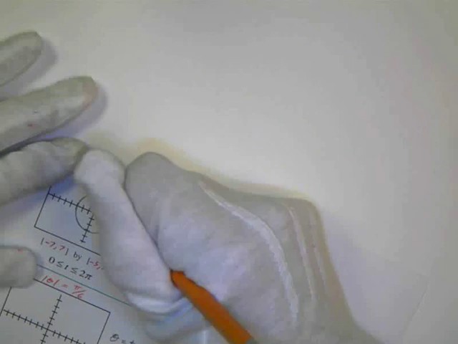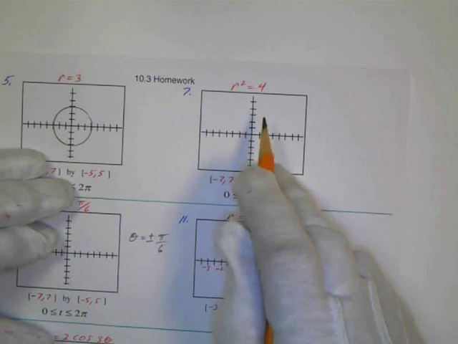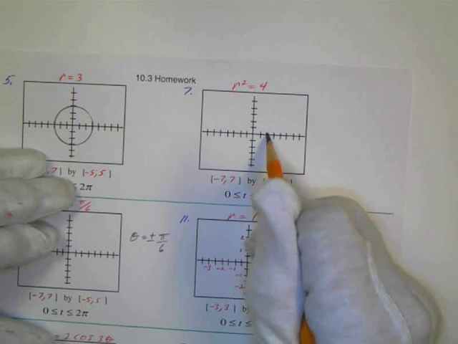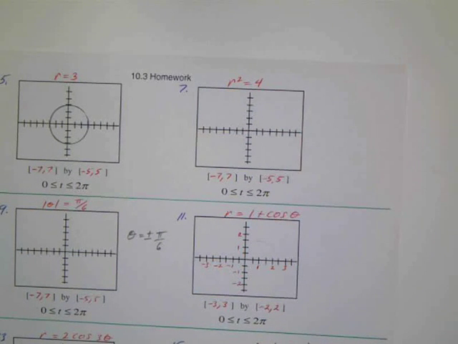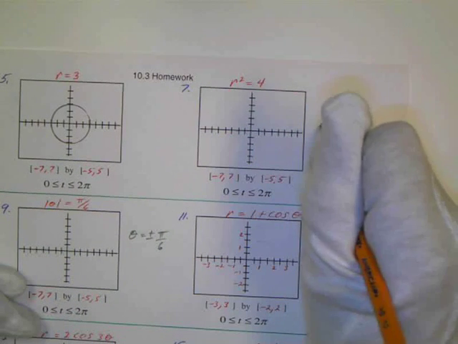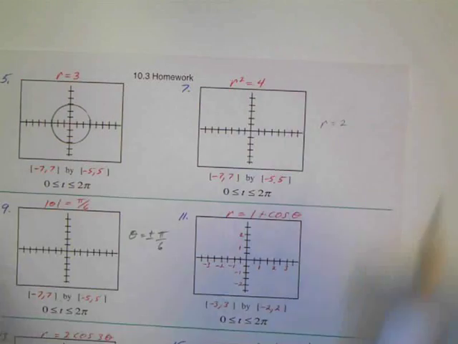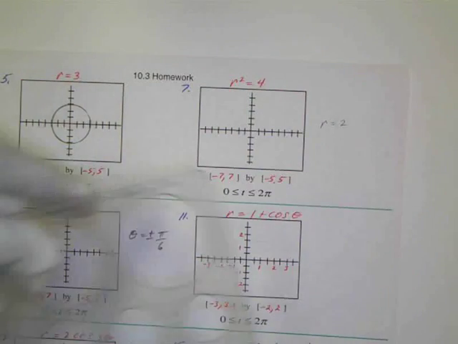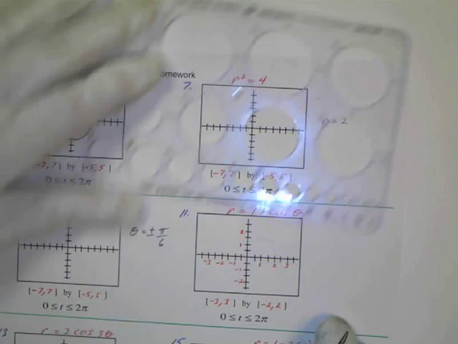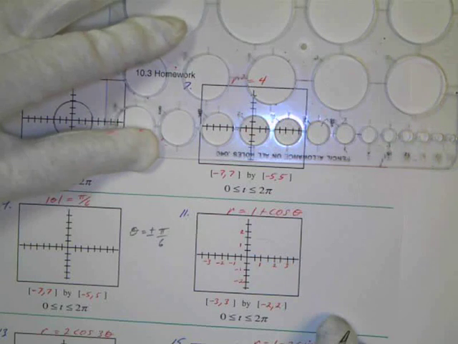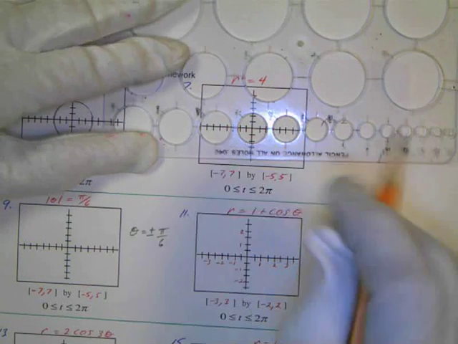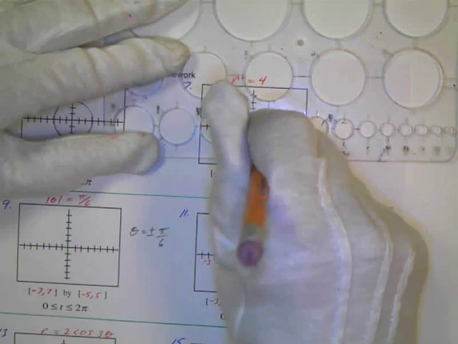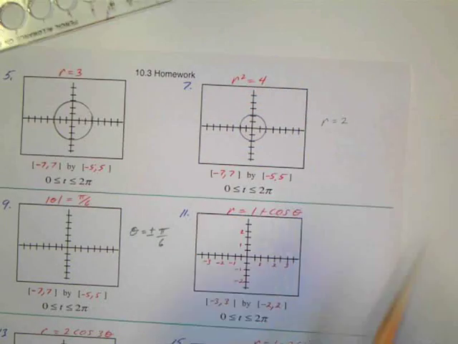And the next one is r squared equals 4. Well, if r squared equals 4, the radius is 2, so that's just going to be a smaller circle if I use the same window. R squared equals 4, that implies that r equals 2. We need something like, I guess that looks pretty close right there. So those are kind of easy.